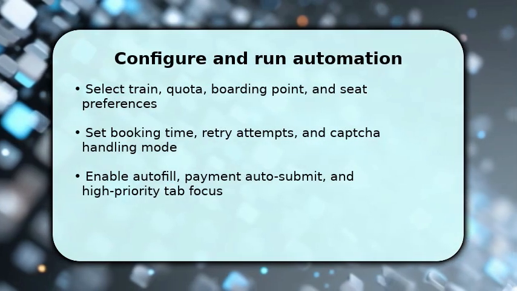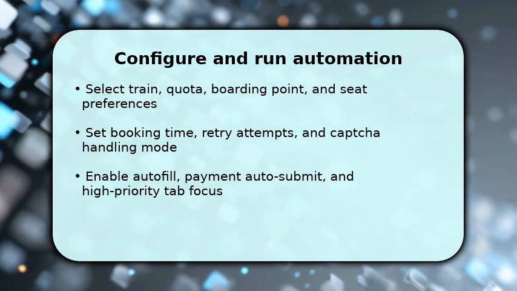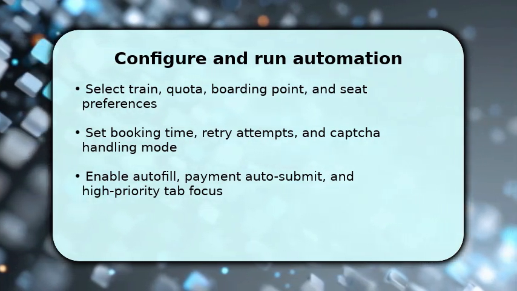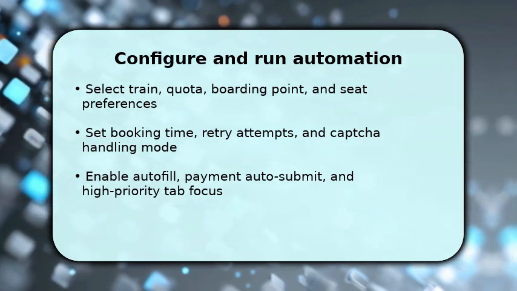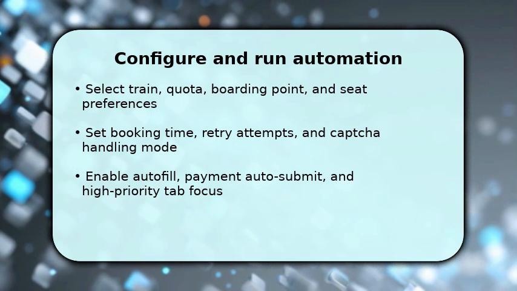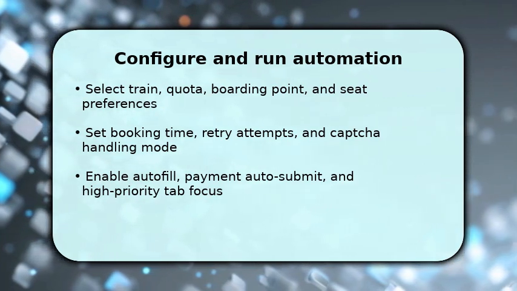You now configure the extension for action. Choose the train, quota, boarding point, and seat preferences, then set the exact booking time and number of retry attempts. This tells the extension when and how aggressively to submit.